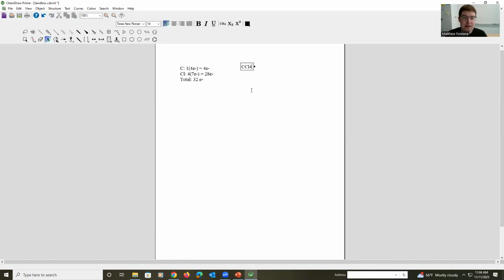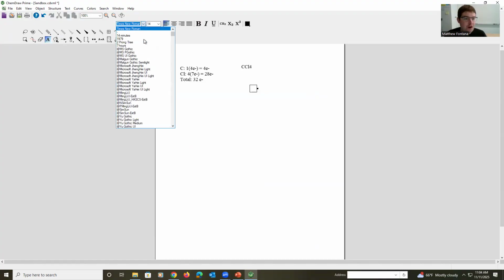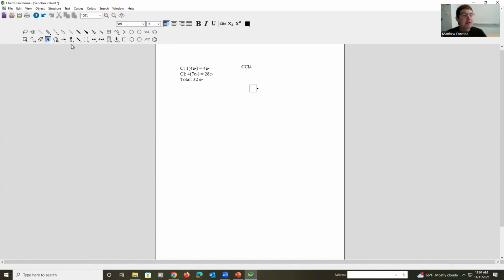Okay, and so that's what we're doing here. So let's get started. And let's change the font because I don't like Times New Roman. So we'll change it. All right, there you go. So start with the central atom. Okay, start with central atom.